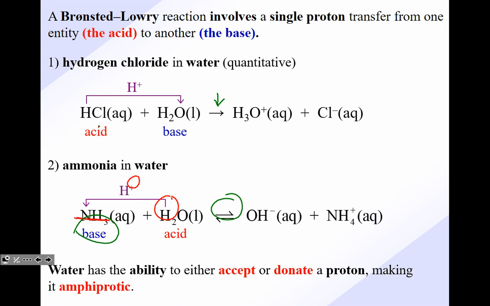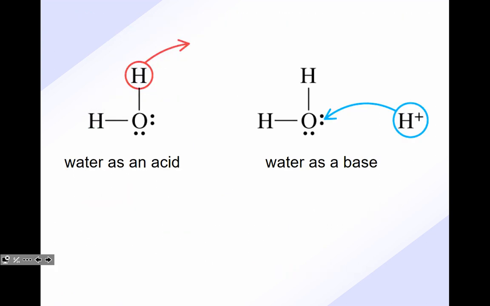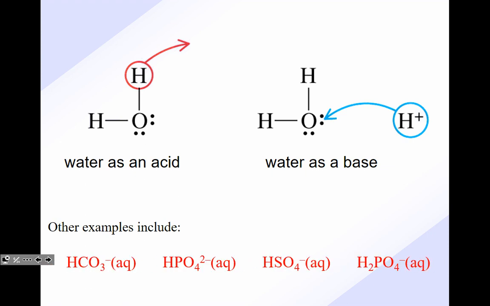So water has the ability to either accept or donate a proton, making it amphiprotic. So water, as you can see here, can act as a base and can act as an acid depending on the equation. There aren't many entities that can actually do both. Water is awesome because it can do both. Water is totally cool. It's no wonder God made so much water. Okay, so here we go. Water as an acid is donating the proton. Water as a base is accepting the proton. Here are some other examples of things that can be acting as an acid and a base.